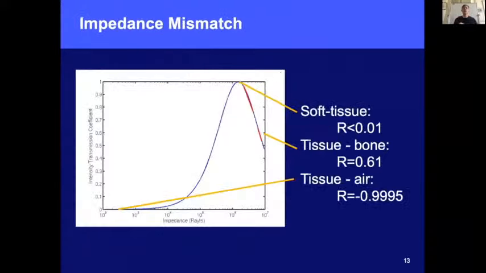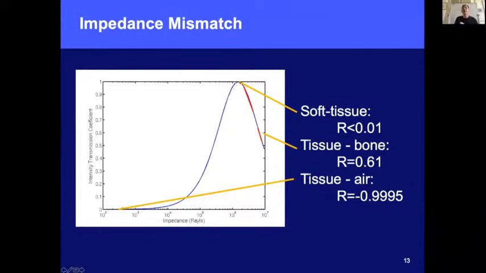What sort of values do we get for typical propagation within the body? What I'm showing you here is the intensity transmission coefficient going from one medium with soft tissue properties, so with an impedance of about 1.5 megarayls, into a second medium where the impedance of the second medium varies from 100 rayls up to 10 million rayls. And so the blue line is the intensity transmission coefficient.